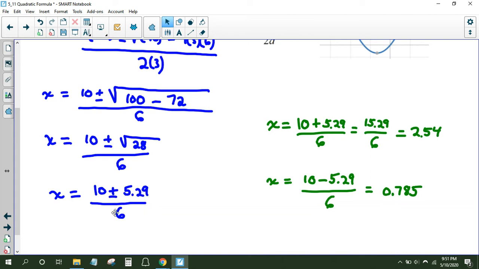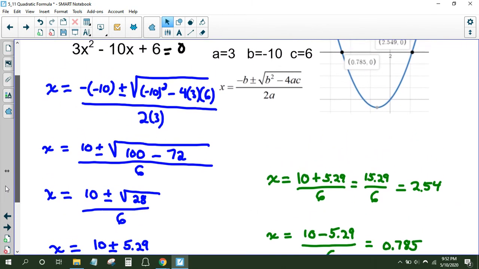Now we have to separate out our two different equations. We have 10 plus 5.29 over 6, and we have 10 minus 5.29 over 6. So we have 15.29 over 6, which equals 2.54. And we have 10 minus 5.29 over 6, and that will equal 0.785. Now remember, since I rounded off here at the 5.29, these are approximate values. They're close, but not exact.